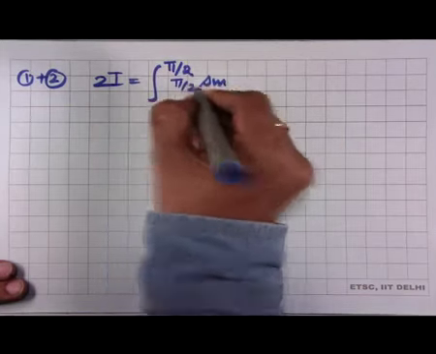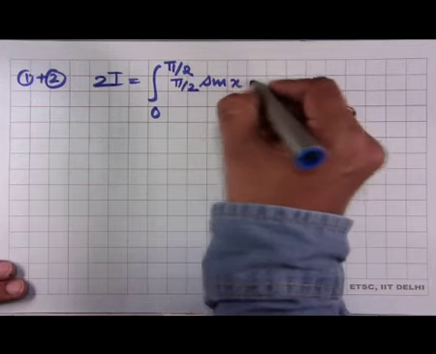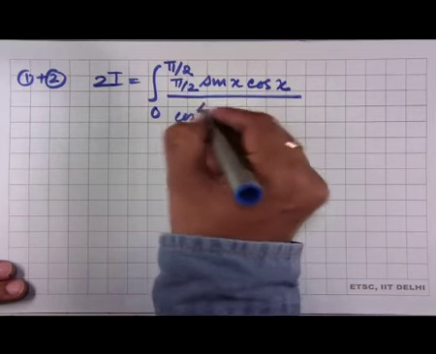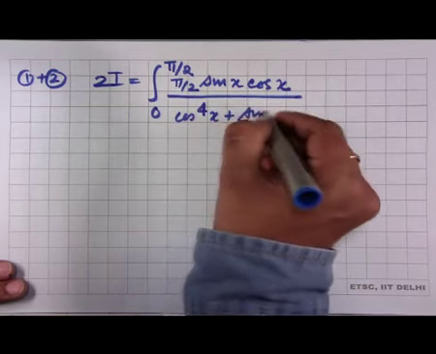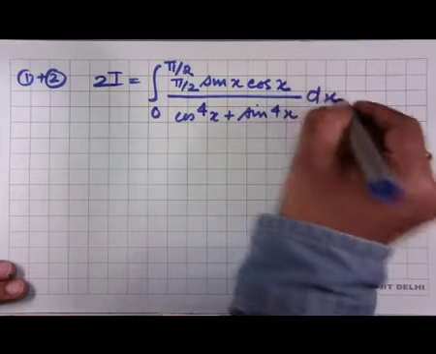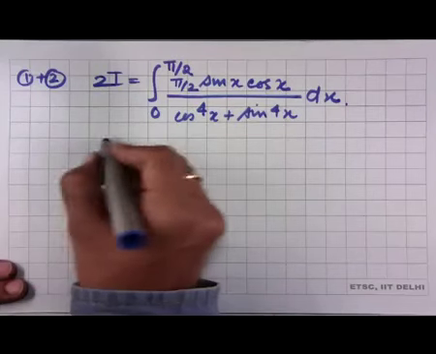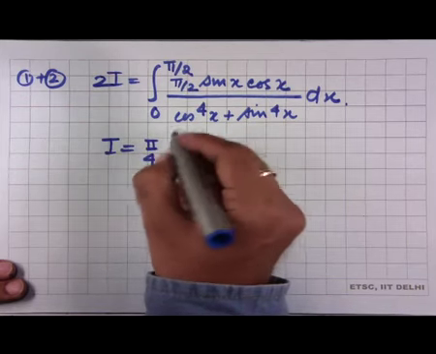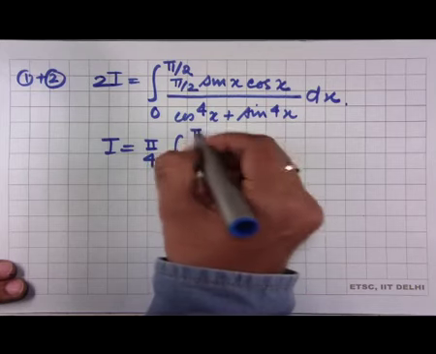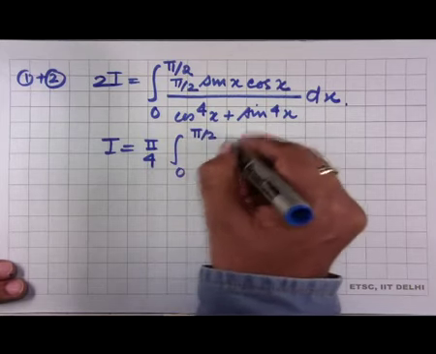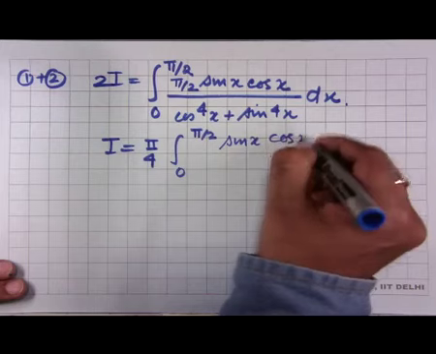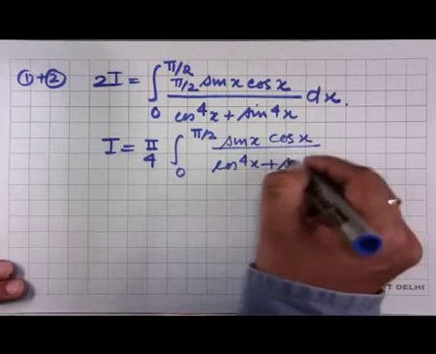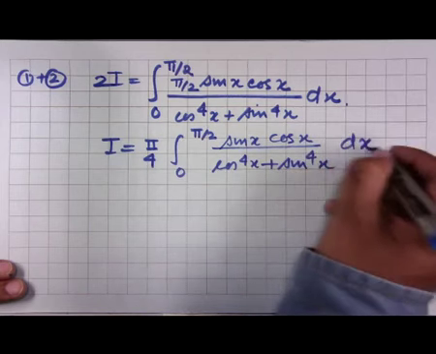pi by 2, sin x cos x by cos power 4x plus sin power 4x dx. So I is pi by 4, integral 0 to pi by 2 of sin x cos x by cos power 4x plus sin power 4x dx.